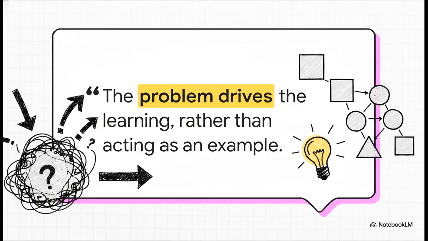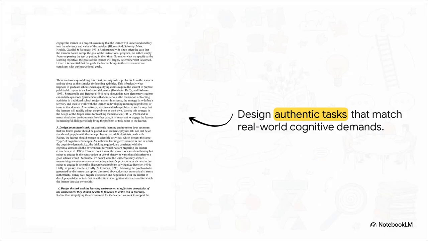It's the messy, ill-structured problem that forces the student to go out, seek information, and build brand new cognitive structures to solve it. While the academic literature on this can get pretty dense, the core design principle is super straightforward. Design authentic tasks that match the cognitive demands of the real world. Instead of oversimplifying tasks so that everyone gets the right answer on the first try, which, let's be honest, doesn't happen to anyone, we must design cognitive challenges that reflect the natural complexity of the actual environment students will eventually function in. If we're preparing students for the real world, the tasks they do in our learning environment must actually feel like the real world.